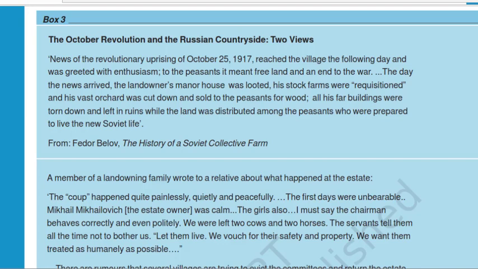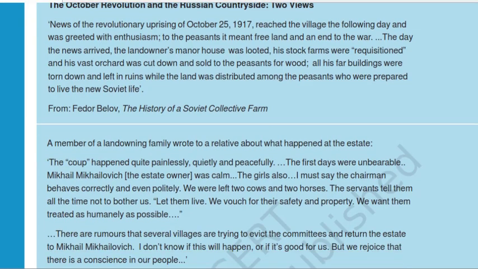All his farm buildings were torn down and left in ruins, while the land was distributed among the peasants who were prepared to live the new Soviet life. From Fedor Belov, The History of a Soviet Collective Farm. A member of a landowning family wrote to a relative about what happened at the estate.